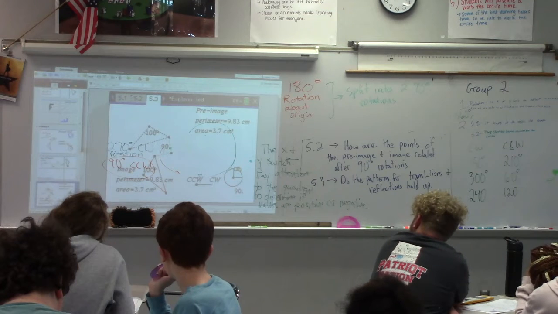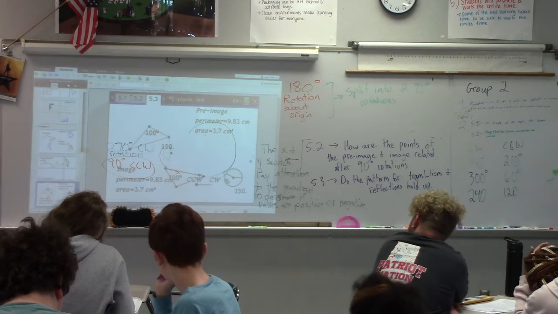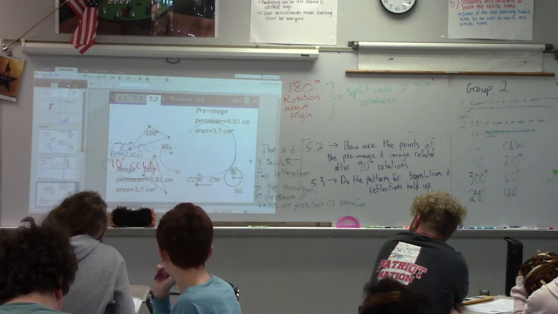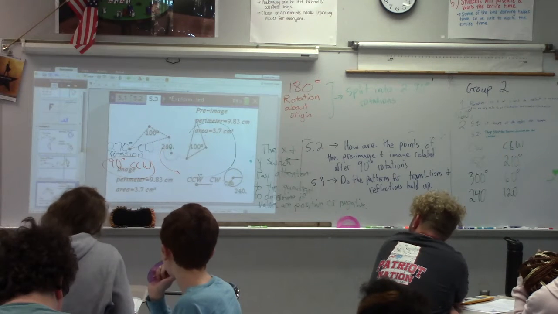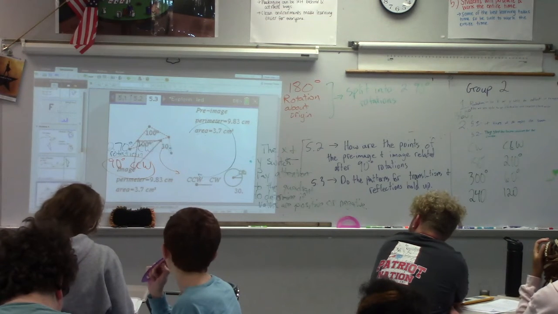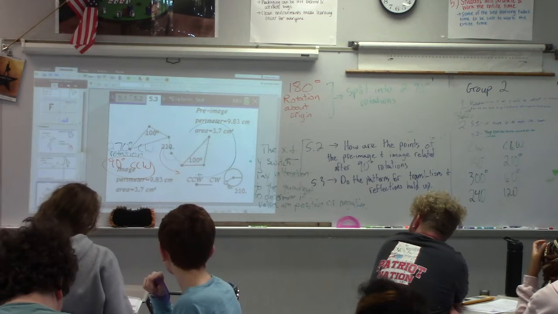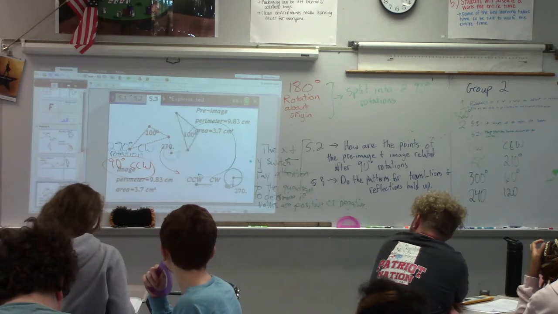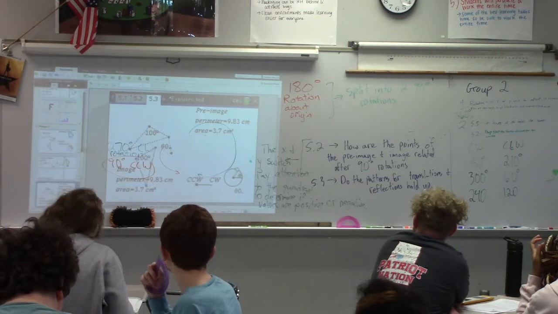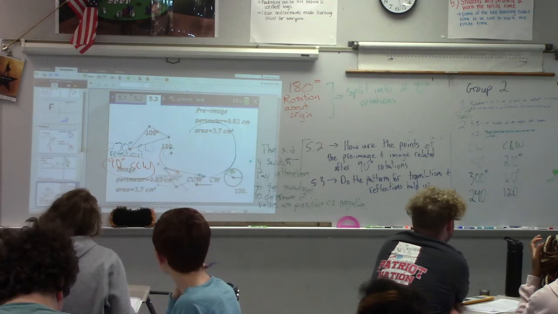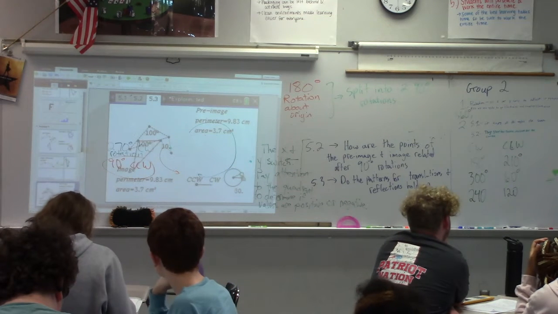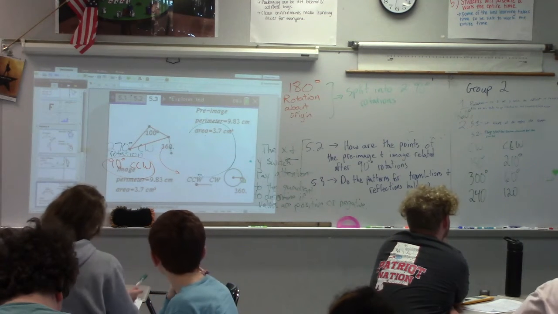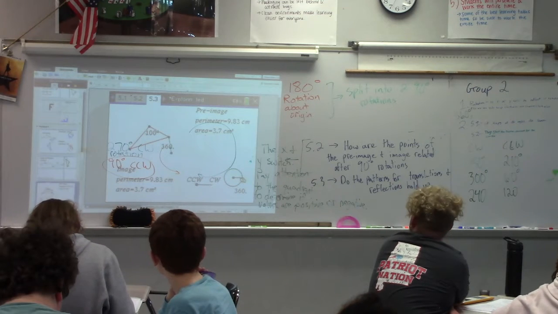Wait, I'm going clockwise. I need to go counterclockwise. So what do you notice about the pre-image and the image? I hear some people kind of talking, but what should we notice? It stays the same. What stays the same? The area, the angles, the side lengths.